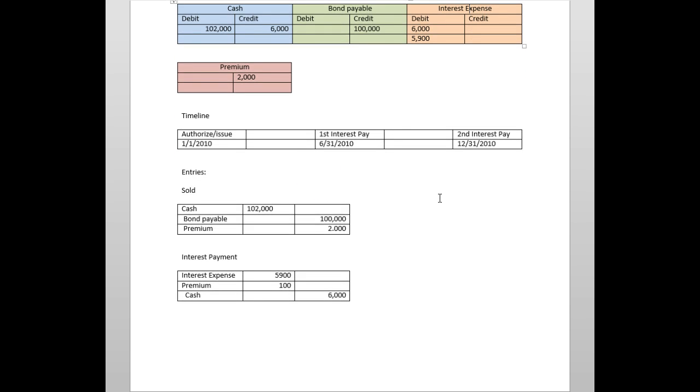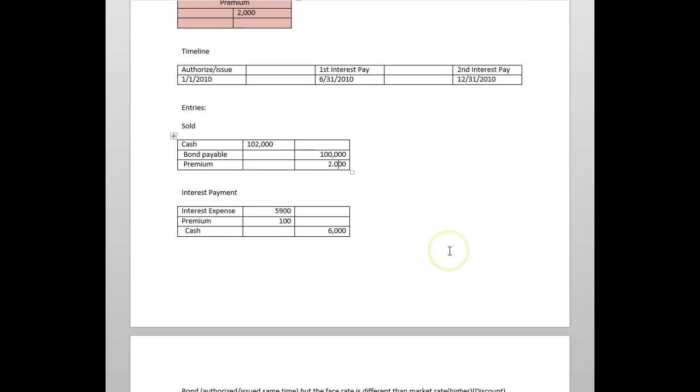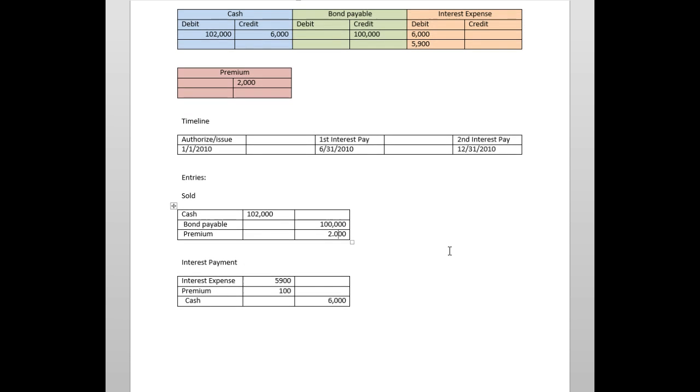So my timeline is the same. We issued it and authorized at the same time. You've got your interest payments both at the same time. So now you've got a credit for cash. I've got a bond payable, and I'm allowing for that premium. So now comes my first payment of interest. I cannot change that $6,000. It's $6,000. It's written in the contract.